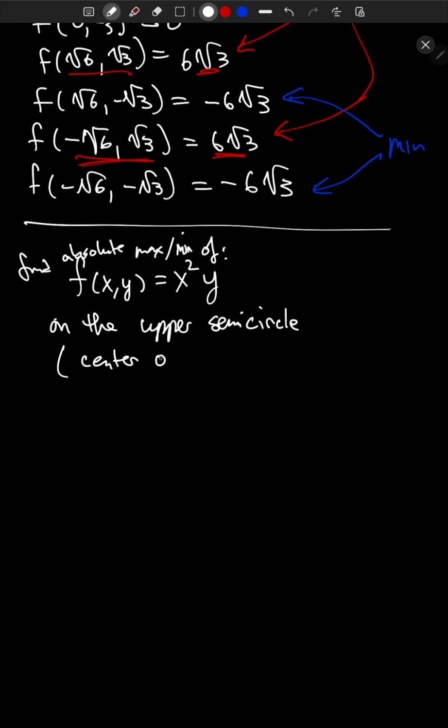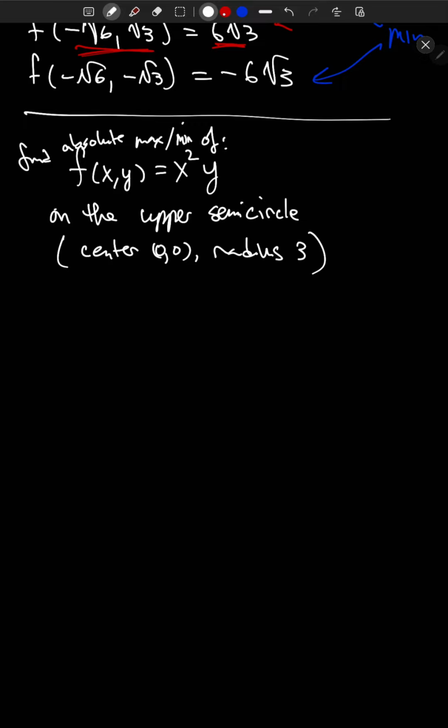Center 0, 0, radius 3. Then we would be only looking at this guy right there. All right. In which case, well, what's the upper semicircle? That's going to be where y is bigger than or equal to 0. All right. So we actually do the problem in the exact same way.